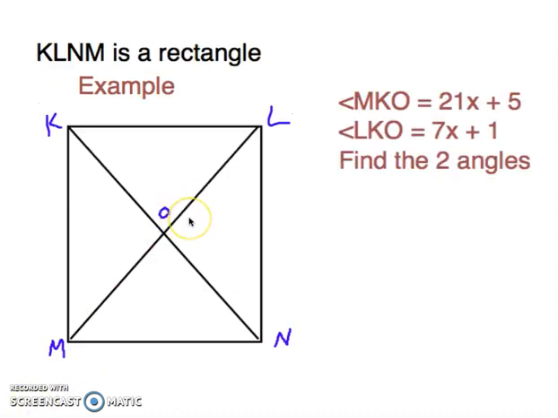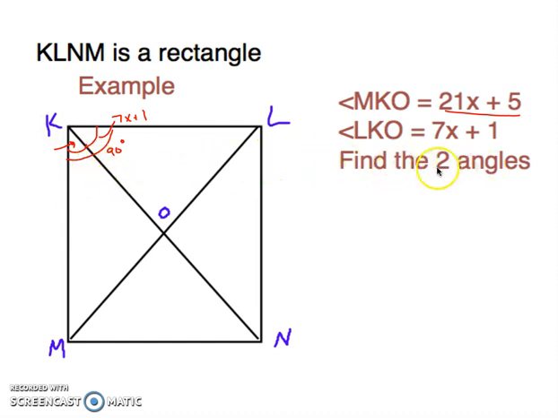Now in this rectangle right here, an example is saying angle MKO. So if we find angle MKO, it would be right here, is 21x plus 5. So that would be this angle right here. And angle LKO, so LKO would be this angle here, is 7x plus 1. Now in a rectangle, these angles are not congruent. In a rectangle, this big angle is still 90 degrees, so the whole angle is still 90 degrees. But this diagonal does not bisect the angle. That only happens in a square and a rhombus.